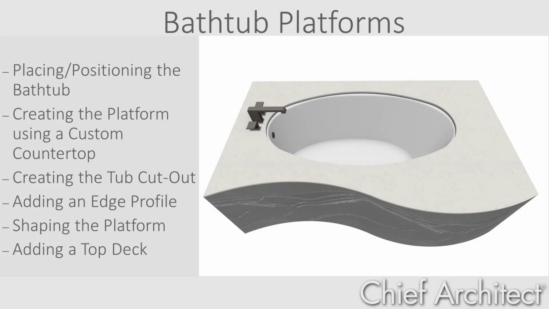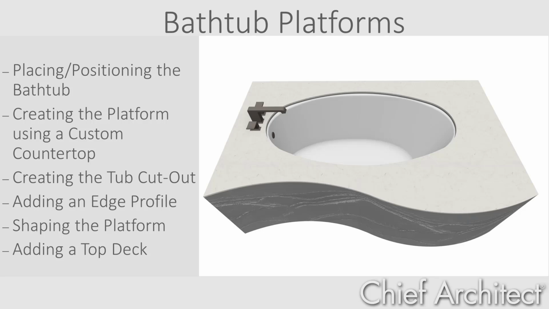In this video, we're going to cover the process of creating a bathtub platform. I'll begin the video by placing and positioning the bathtub. I'm going to create the platform itself by using the Custom Countertop tool. I'll show you the process to create the cutout for the bathtub, whether that's rectangular or an oval shape. We'll add an edge profile, shape the platform, and then add a top deck with a different style material.